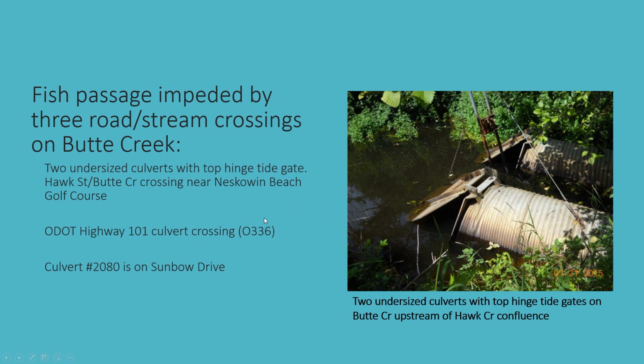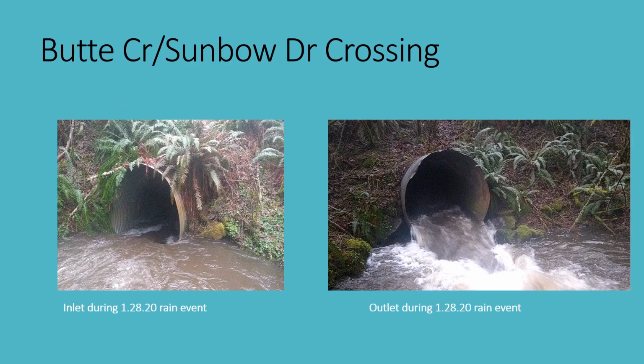And the last remaining barrier, the most upstream remaining barrier, is on Sunbow Drive, the intersection of Butte Creek and Sunbow Drive. This is one pipe that is undersized, and the bottom is rusted out and broken and approaching failure. Again, it's a velocity barrier. Because the pipe is undersized, it creates a fire hose effect.